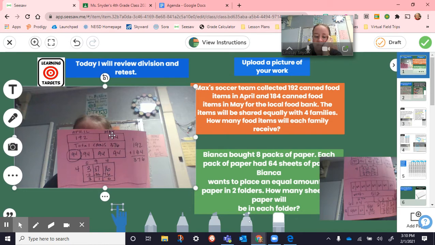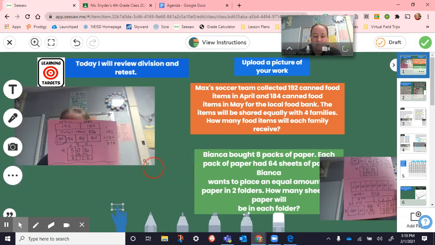Then the items were going to be shared. Well, before I can share them, I needed to find the total. So we added those up, and this was just one amount plus another amount, and we got 376. And then we separated 4 boxes to show that it's going to 4 families. And to find out how much each family gets, we divided it by 4, and we got 94.